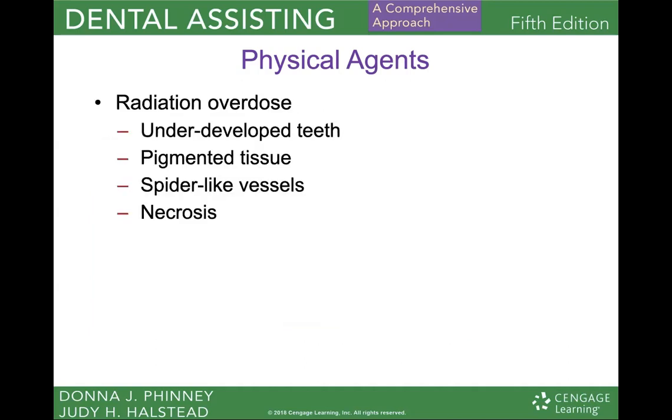A radiation injury is when a patient receives too much radiation. Teeth may be malformed, dwarfed, or without roots, depending on the stages of development. Tissues within the area may appear pigmented. Spider-like vessels may appear in the skin that appears to be atrophied. Necrosis may occur, which is the death of body tissue in the area that was radiated. It is caused when there is not enough blood flow through the tissue. This condition is irreversible.